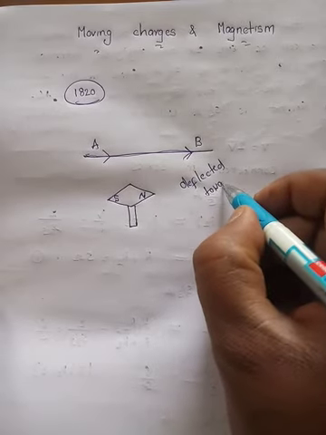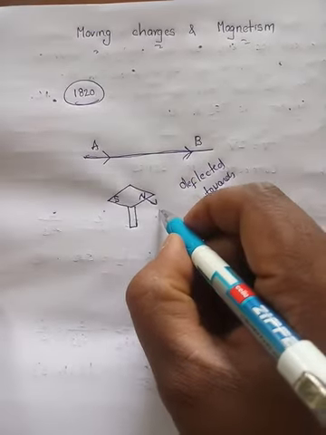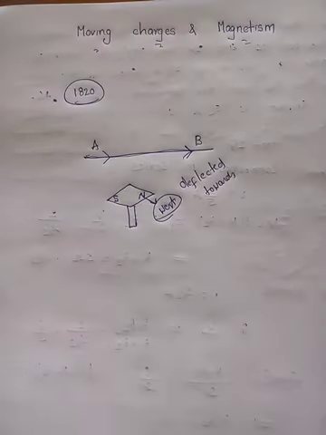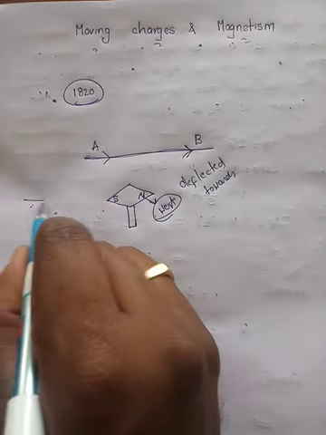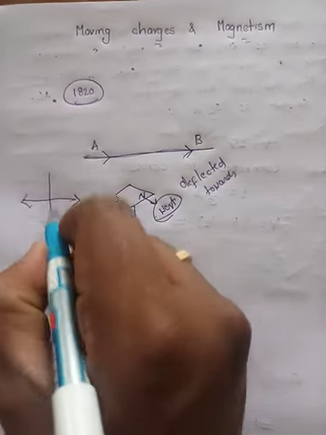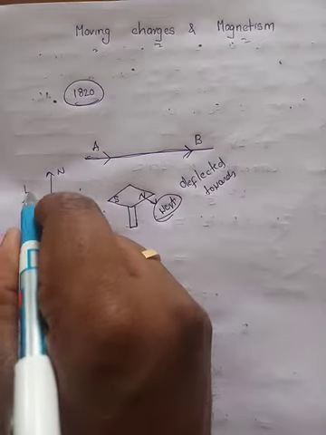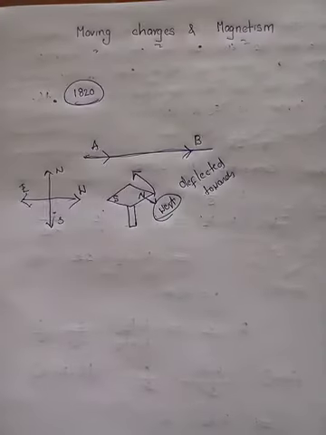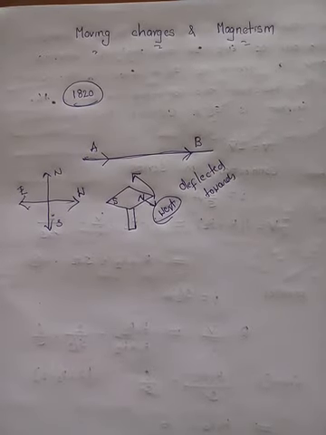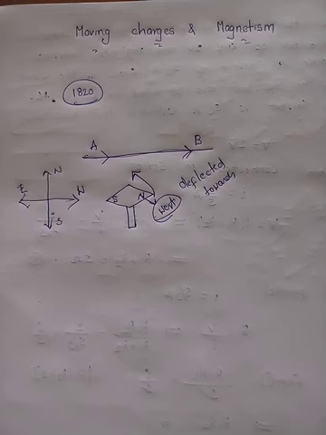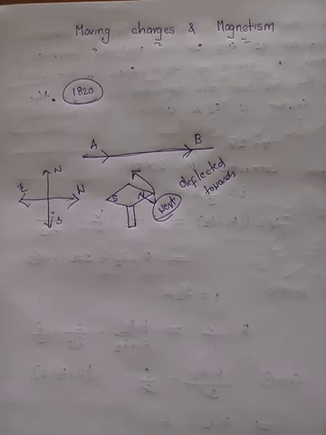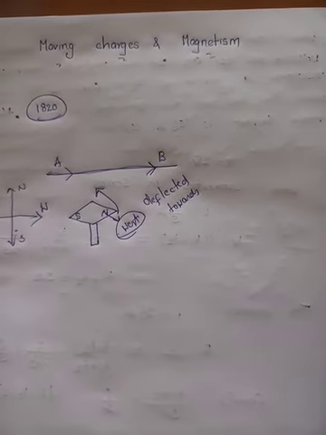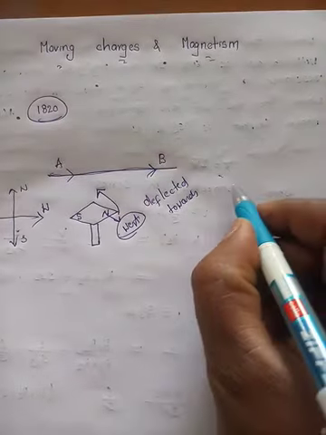west. The magnetic north pole deflected towards the west direction. Assume this is north, south, this is east and this is west. It deflected towards the west. A magnetic needle deflects only when there is a magnetic field, right? So some magnetic field must be there, that's why it has been deflected. He assumed that.